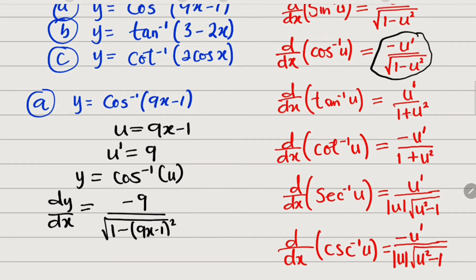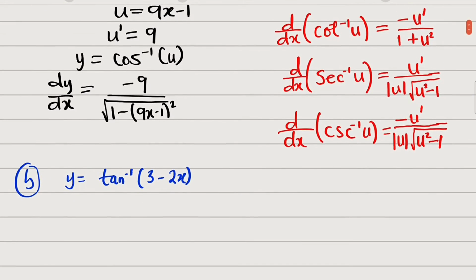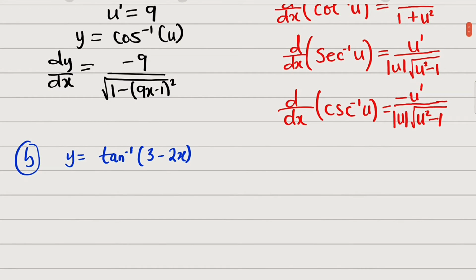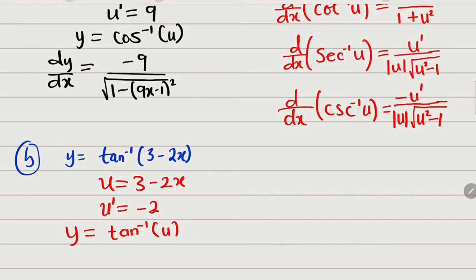Let us move to the second one, which is y equal to inverse tangent of 3 minus 2x. I have written the question already. We are going to let u be equal to 3 minus 2x. We differentiate that. u prime is equal to the derivative of 3, which is a constant, is 0. The derivative of negative 2x is negative 2. y will now be equal to inverse tangent of u, because we have let that be equal to u.